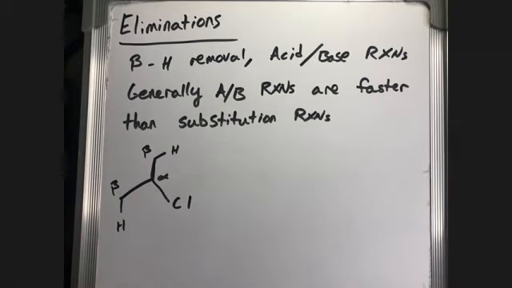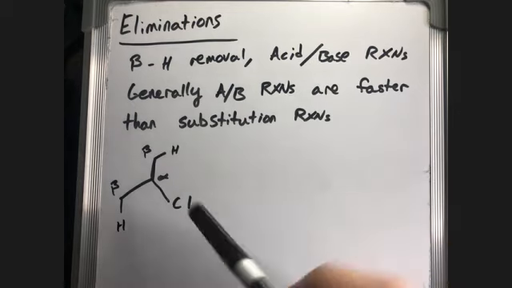So generally, acid-base reactions are faster than substitution. Therefore, if there are competing pathways, if SN2 and E2, for example, are both possible pathways based on the reaction conditions, E2 will predominate simply because acid-base reactions are faster than substitution reactions.